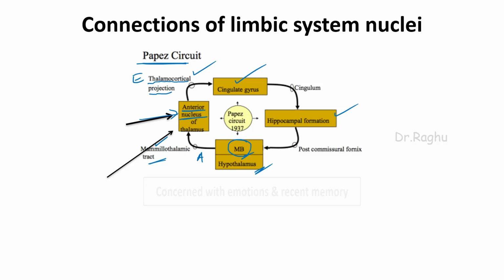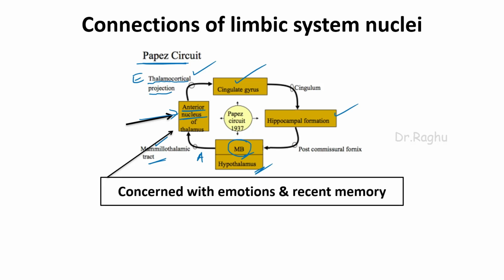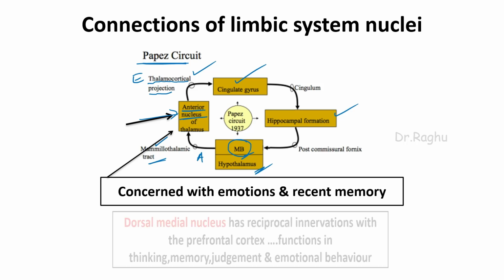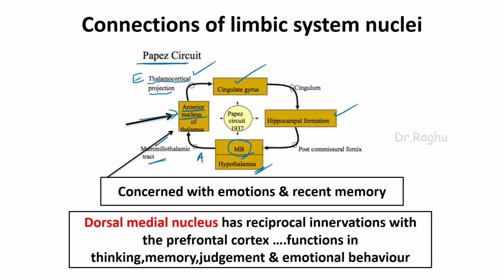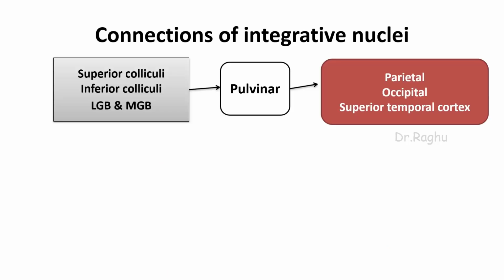Okay, so these are the things. And what is this anterior nucleus of the thalamus concerned with? It is concerned with emotions as well as recent memory. Then we have one more nucleus in the limbic system which is called the dorsal medial nucleus. Remember that the dorsal medial nucleus has reciprocal innervations. Reciprocal means to and fro on both sides, afferents as well as efferents, with the prefrontal cortex. And what is its function? It functions in thinking, memory, judgment as well as emotional behavior. So these are the connections of the limbic system nuclei.